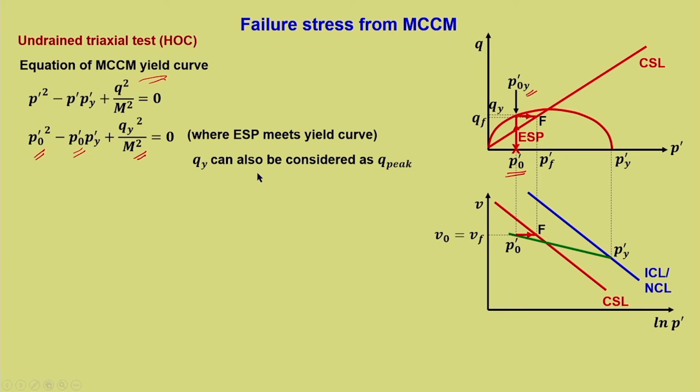In this particular case, Qy is defined by the yield curve, and can also be considered as Q peak. Now, Q peak is the state boundary for heavily over consolidated soil. You might be remembering this very well, as in our previous lectures we have discussed the peak point for a heavily over consolidated soil. So, what happens? The stress strain response increases, it reaches the maximum, that is the peak point, and then strain softens.